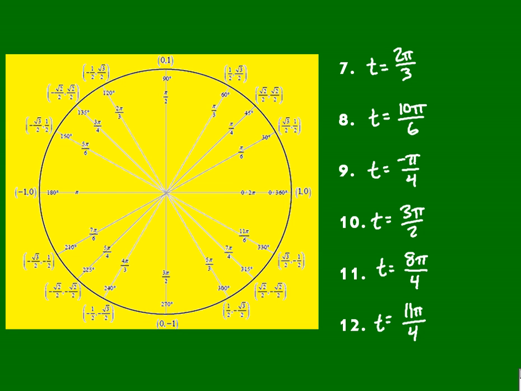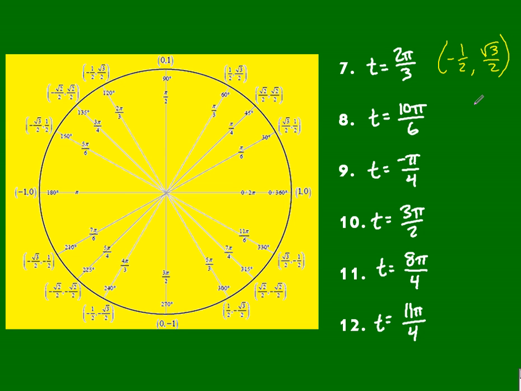Now, when we're using these to actually find a unit circle, these problems just want you to find the point that corresponds to this number. So, all you need to do is find 2 pi over 3, here it is right here, and you write down what the ordered pair is. Negative 1/2, comma, root 3 over 2.